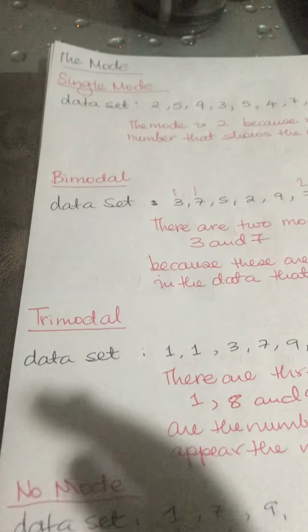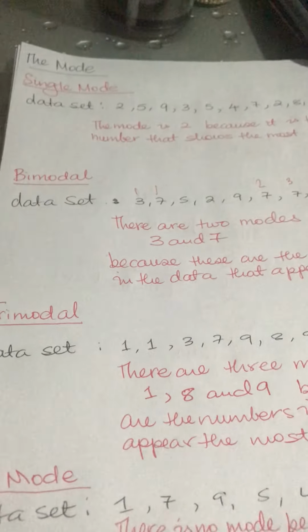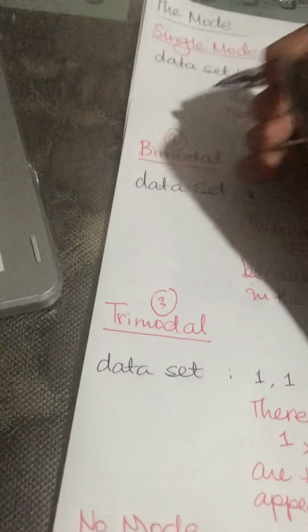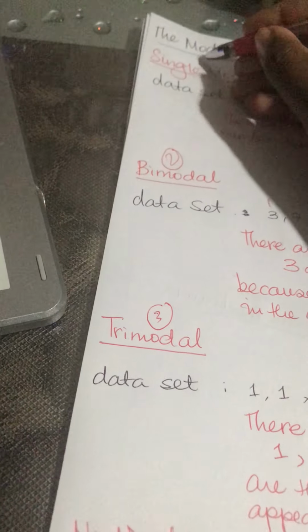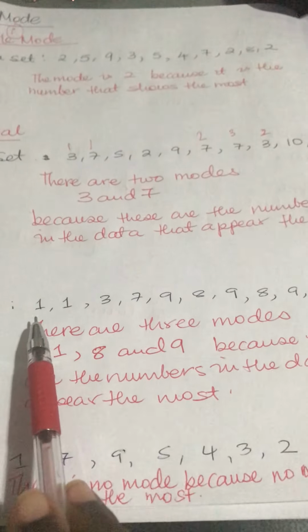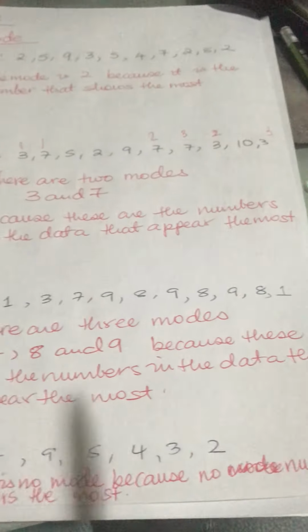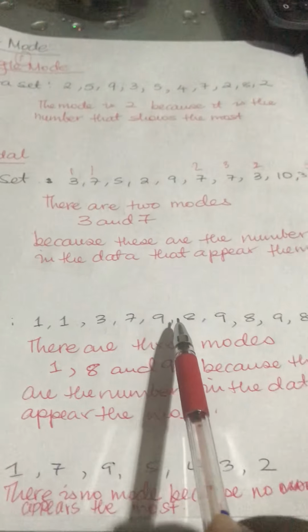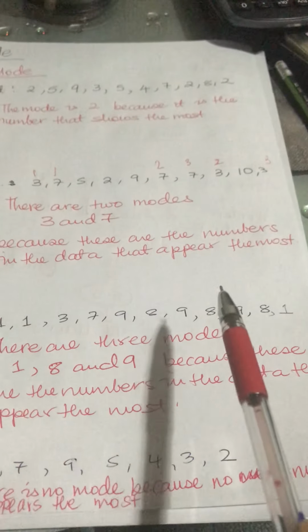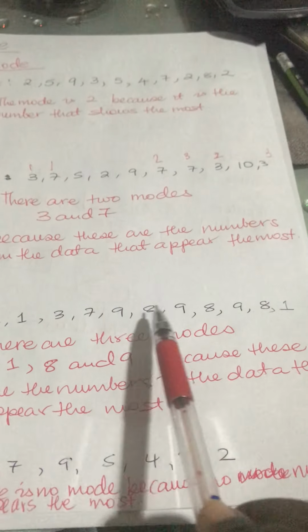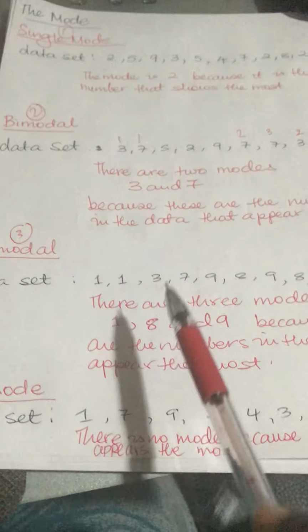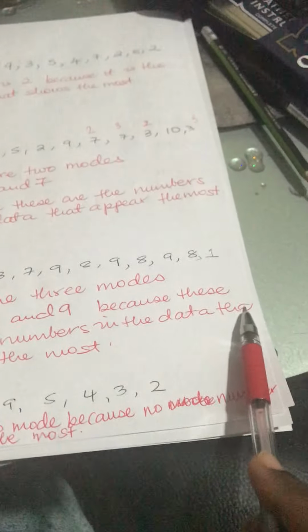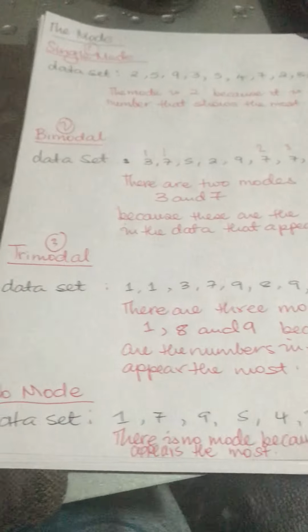Trimodal means you have 3 numbers that repeat the most. Tri means 3. Bi means 2. Single means 1. Okay? So, if I look at my data, I see 1 has repeated 3 times. I see 8 has repeated 3 times. I see 9 has repeated 3 times. So there, trimodal, I have 3 modes because these are the numbers in the data that appear the most.